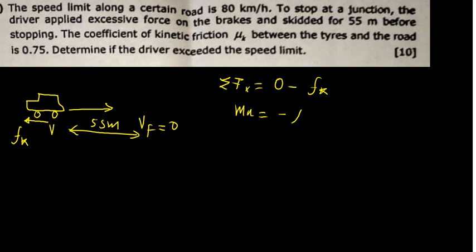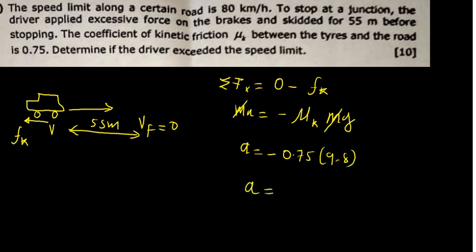The friction force is given by mu k times the normal force, and the normal force in this case is mg, because the normal force is going up and mg is coming down like that. Unless it's on an incline, it would have been different. So the masses cancel out. The acceleration here is going to be negative mu k, that is 0.75, and then g, 9.8. Negative 0.75 multiplied by 9.8 gives us negative 7.35 meters per second squared. So this is the acceleration, or the deceleration, of the car.